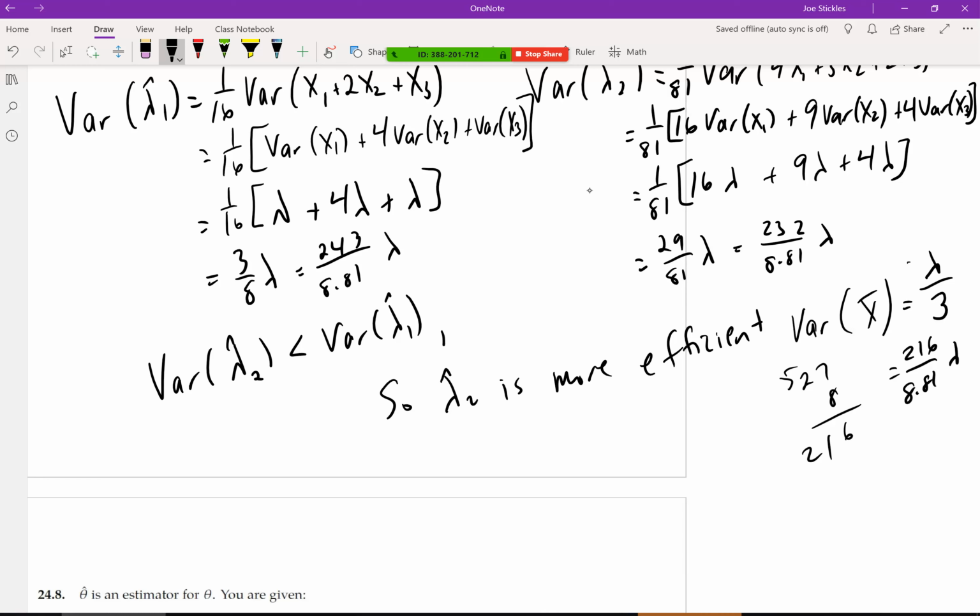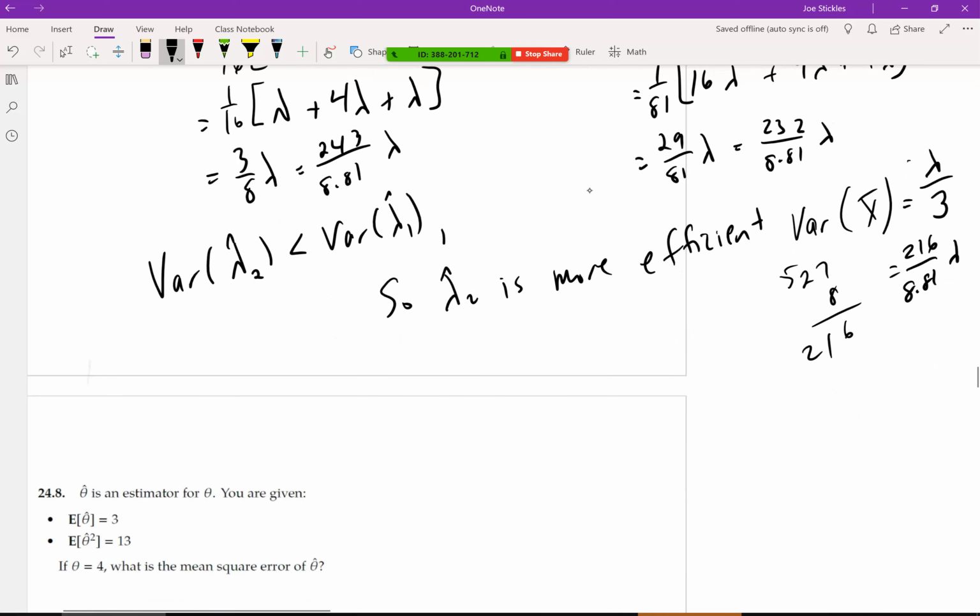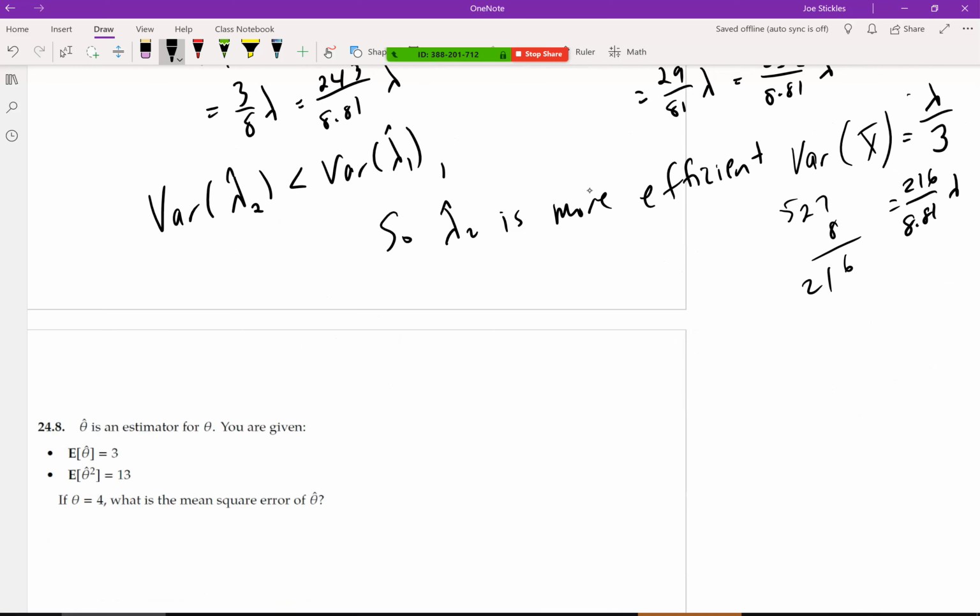Questions on that one? So would you say then that your x bar is more efficient? Yeah, the variance of x bar is more efficient. You say the estimator is more efficient in that case.